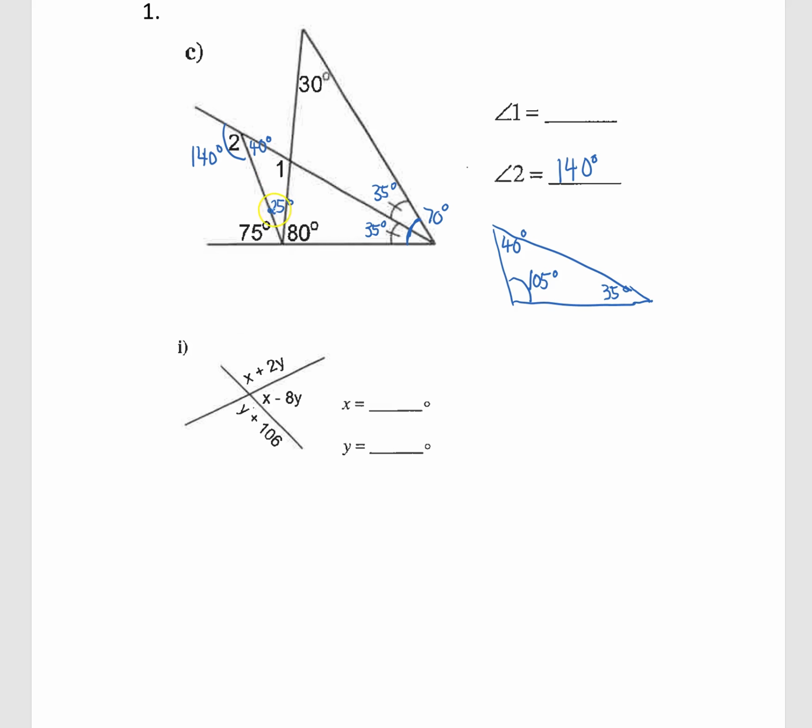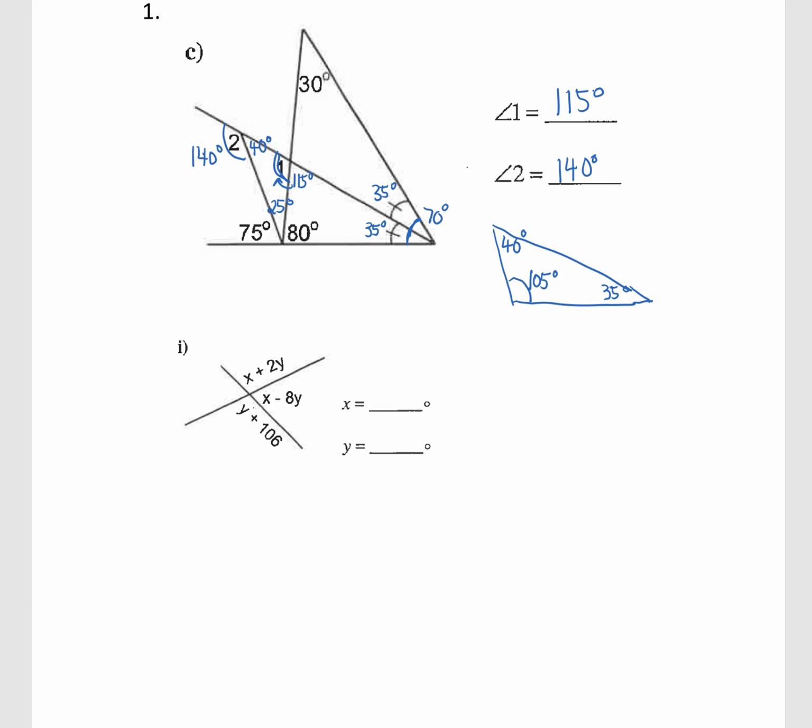For angle 1, we can see that we have this small triangle here, where one angle is 40 degrees, one angle is 25, and one angle is angle 1 that we don't know. So 180 degrees minus 40 degrees minus 25 degrees gives us 115 degrees. So that means that this angle here is 115 degrees. So we found angle 1, and it's 115 degrees. And angle 2 is 140 degrees.